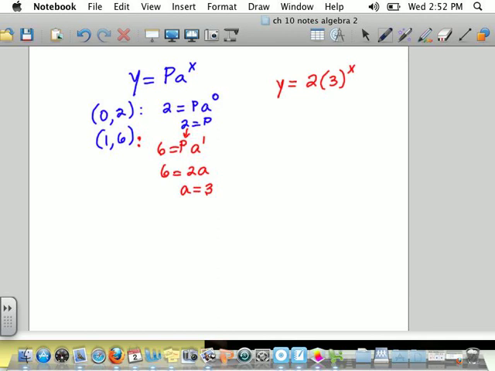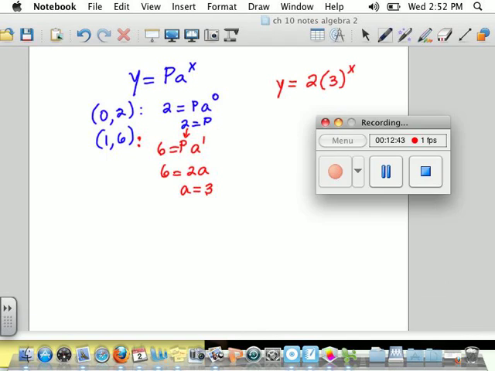Now a lot of people want to write that as y equals 6 to the x. You actually cannot write it as 6 to the x, because if I was plugging something in for x, I'd have to do my exponent first and then multiply. So you have to leave it like this. You can't say 6 to the x. Okay, so that's it. I'm getting kind of close.